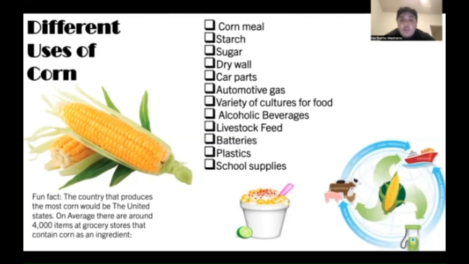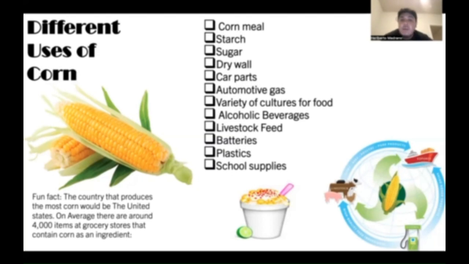Another common use for corn would be livestock feed. When the corn dries up and the farmers no longer have use for it, they will use that as livestock feed for cows. As I stated before, it is also used for batteries, not just car batteries, but everyday batteries for your remote, stuff like that.